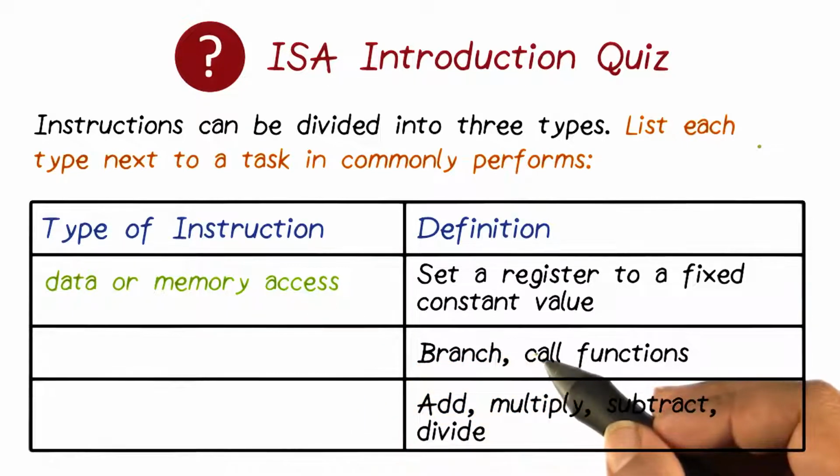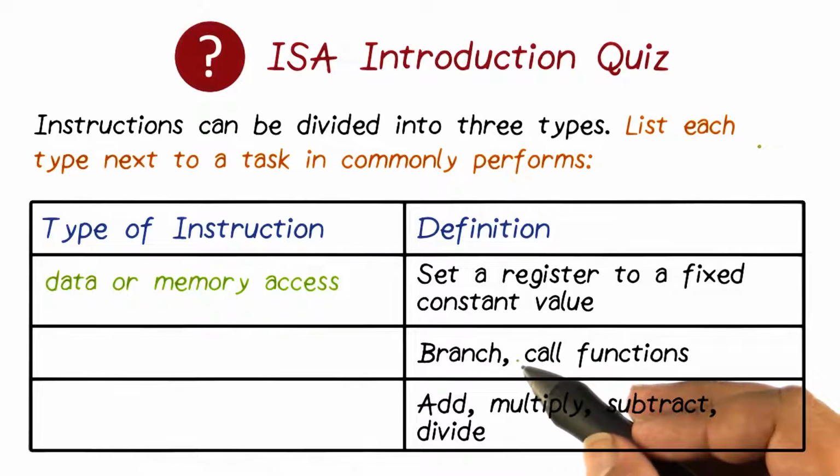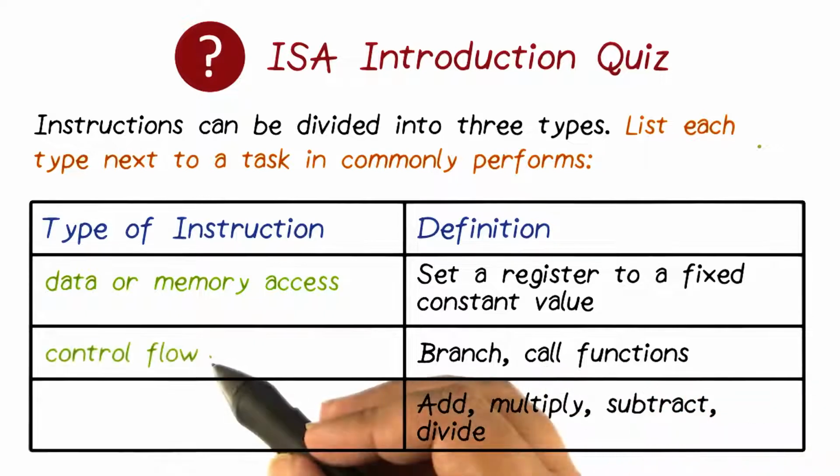Let's talk about the second kind of operation, which is like making a function call or a branch. What kind of operation does this involve and what type of instruction would do this? The instructions that would deal with the control flow of the program, such as branch and link instructions or jump instructions, would be the pertinent instructions here.